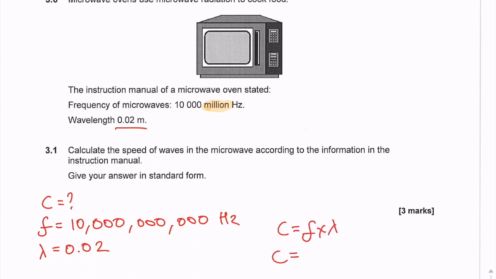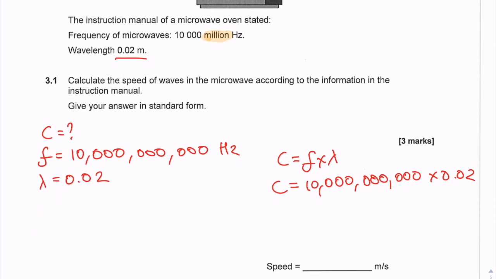The speed therefore is going to be this 10,000 million, times by 0.02. This won't fit on your calculator, so you can't really use your calculator. Effectively, we know therefore the speed must have a 2 in front of it. We need to figure out how many zeros, and there's 8 zeros here. So it's 200,000,000.